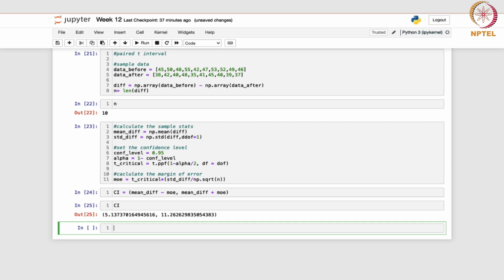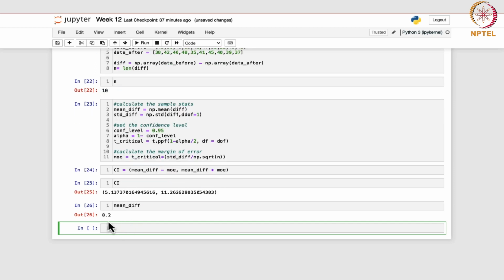And what is the difference between the sample mean? Let me also see what is mean difference. If you want to give a proper print command, that also you can do. Sample mean difference is 8.2 and the confidence interval comes out as this, from 5.13 to 11.26. So we have basically written this code for determining if there is a significant difference between the paired measurements, and we have constructed a confidence interval to estimate the magnitude of that difference.